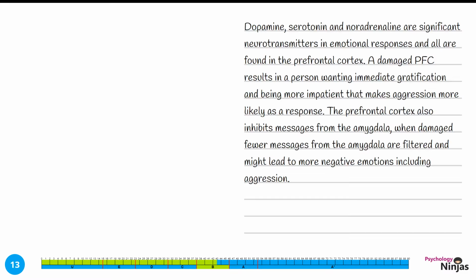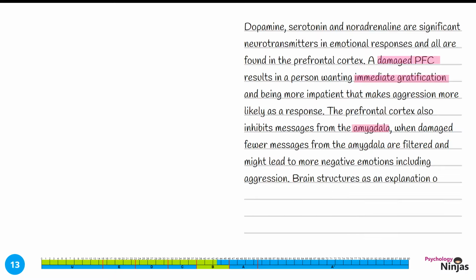Again, we focused on how a damaged PFC has different roles within behaviour. We've focused in on immediate gratification, that we're impulsive and we want our rewards straight away. We've also said that there is a role for the PFC in managing the amygdala and how aggression might be the result of problems here. We've looked at supporting evidence and opposing evidence for brain structure, and our final evaluation paragraph is to look at a different theory.